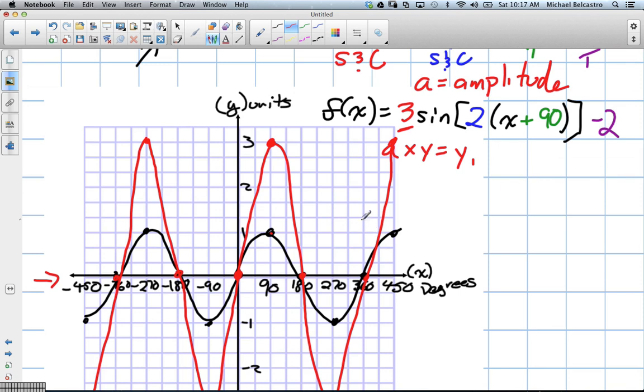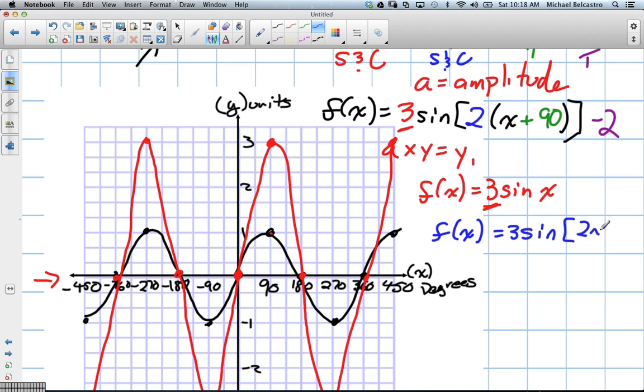Not perfectly drawn, but a big change. It's been stretched by a factor of 3. And this would actually only represent f(x) is equal to 3 sine x. Okay? I've only put one thing into it. Everything else has stayed the same. Now the x value we want to work with, okay, we're going to keep that same stretch. So I'm going to call it 3 sine, but in this case, I'm going to put 2x.